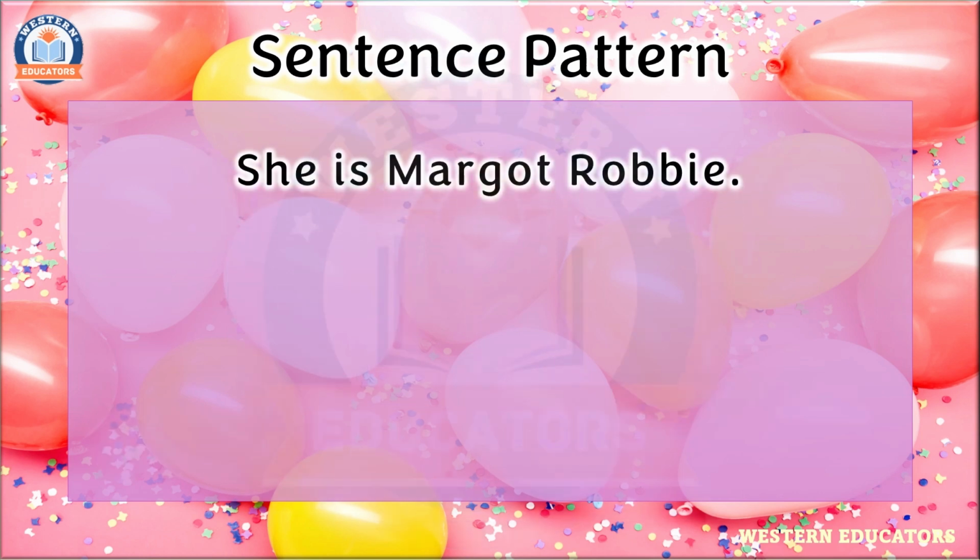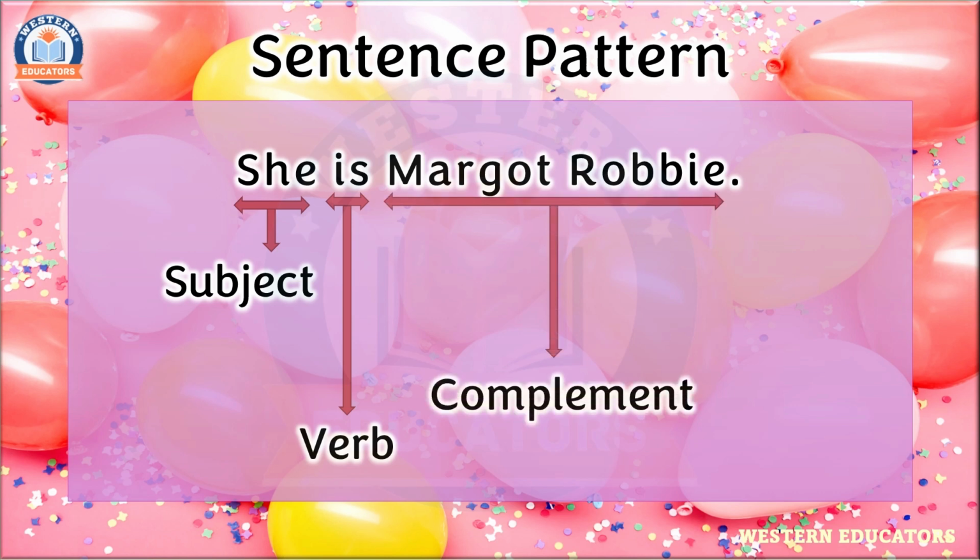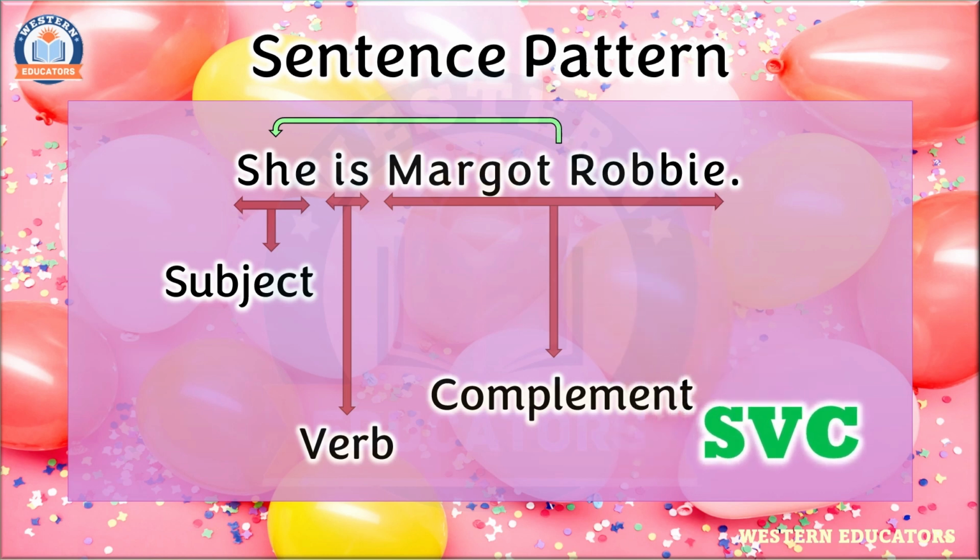Here is another sentence. She is Margot Robbie. Is the verb, and who is she? So she has become the subject. And who is Margot Robbie? Is she some other person in this sentence? No, she is none other than the subject. So Margot Robbie has become the complement of subject. So this is SVC pattern.